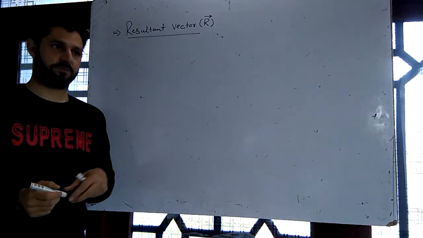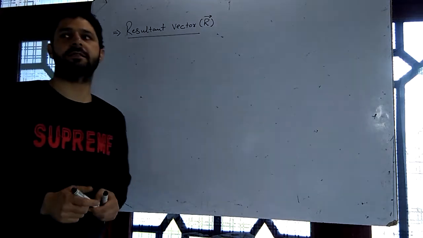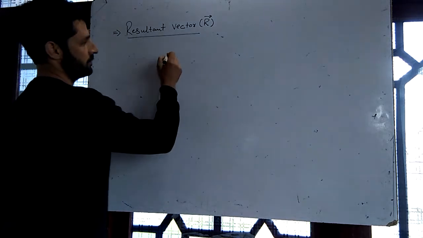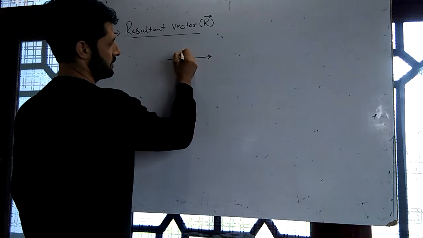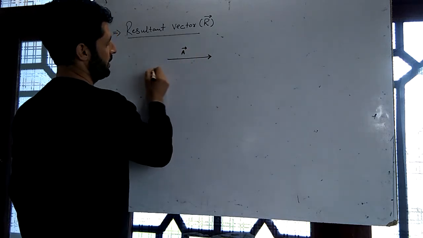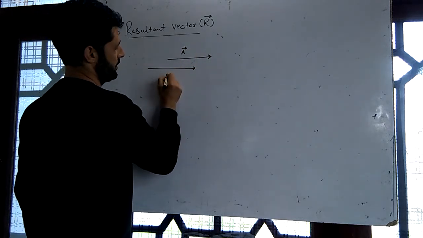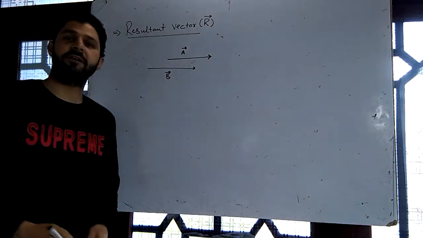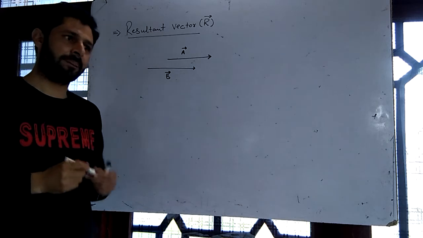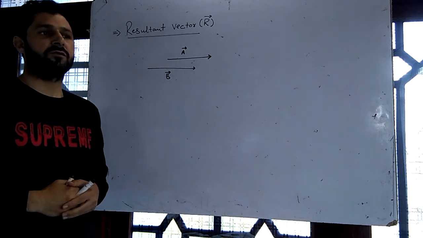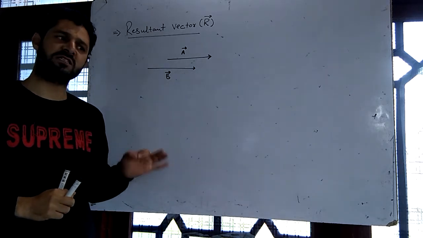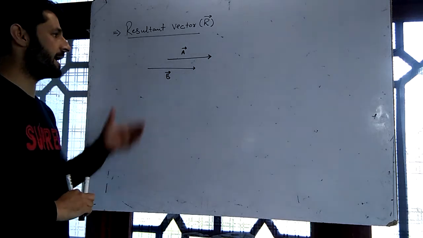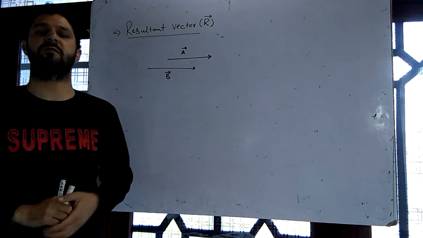So you know vectors. A vector is that quantity which has both magnitude and direction. For example, we have here two vectors. This is vector A and this is vector B. We have to find a resultant vector. A resultant vector is that vector which produces the same effect as produced by the individual vectors together.